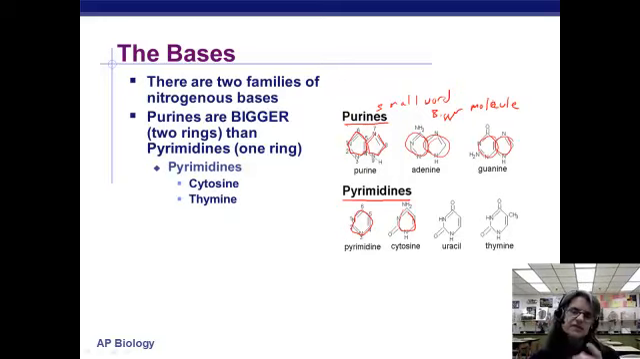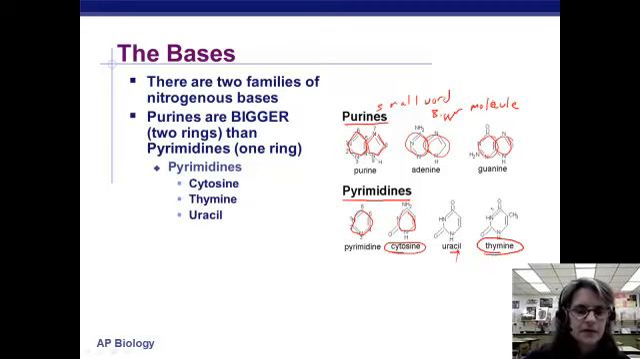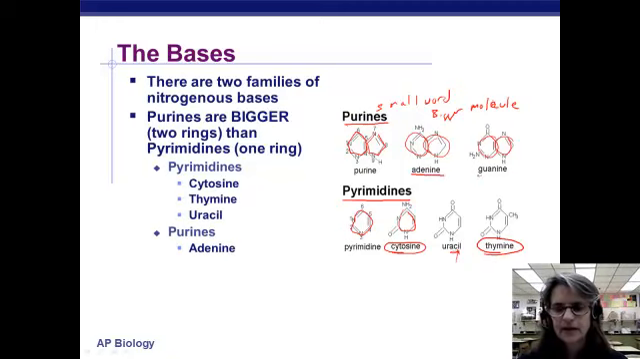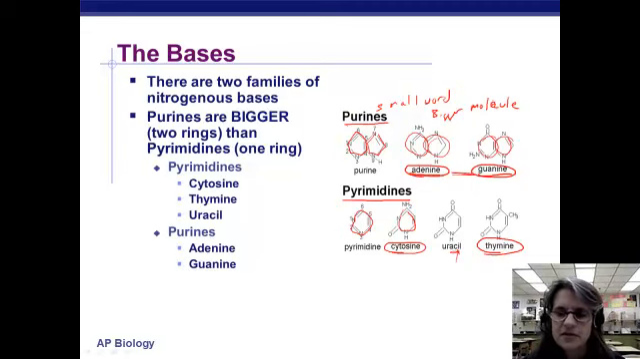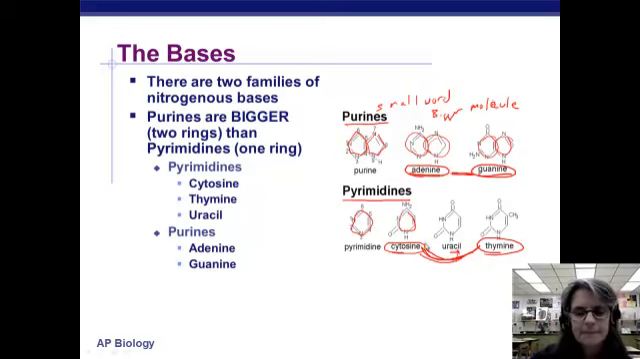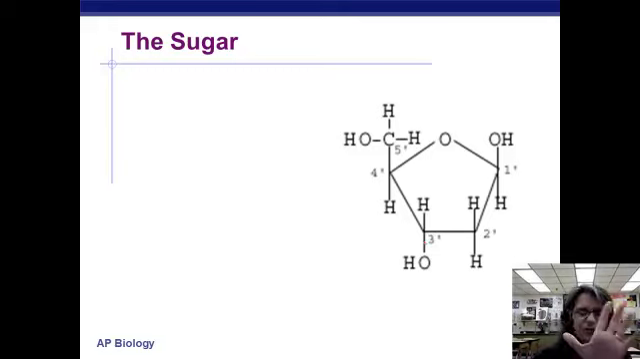The bases that are classified as pyrimidines are these, and we'll talk about uracil later. Let's ignore that one now. Cytosine and thymine. These two are in the same chemical family. Purines are adenine and guanine. These are the basic four nitrogenous bases found among the DNA nucleotides. So these two are in the same chemical family, and these two are in the same chemical family. Okay? So we'll talk more about that in a bit.